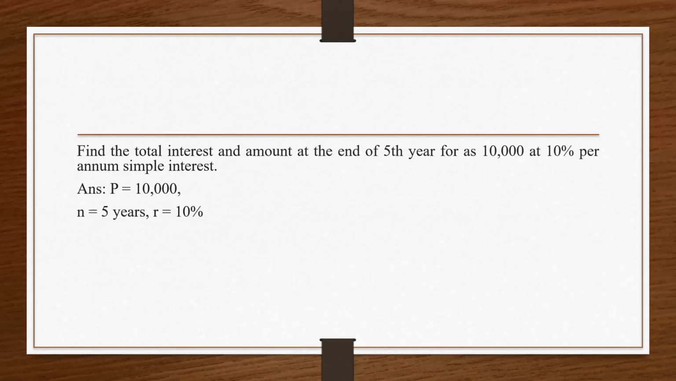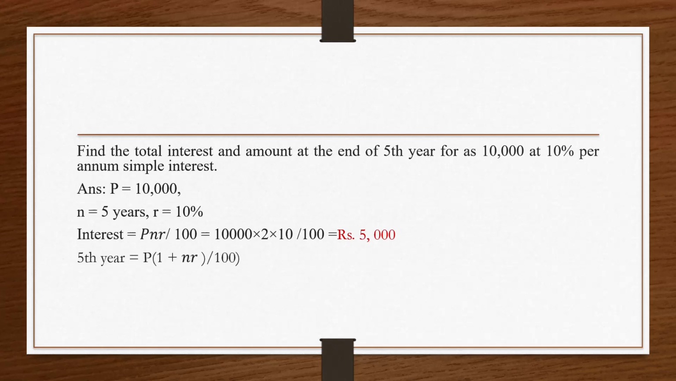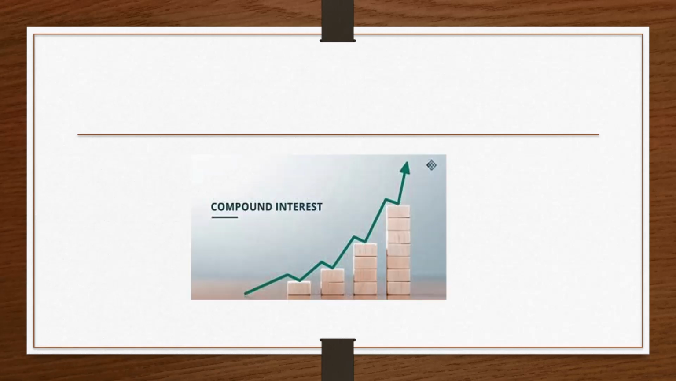Principal amount 10,000, N equal to 5 years, R equal to 10%. So using the formula, we will get the interest equal to 5,000, and at the end of the 5th year we will get 10,000 into 1 plus 5 into 10 divided by 100, that is equal to 15,000.